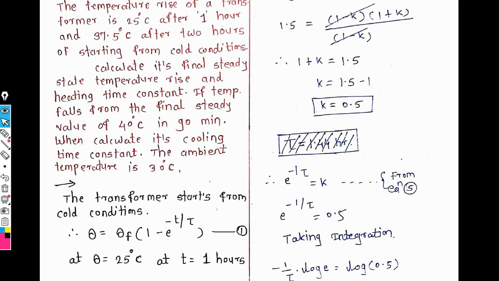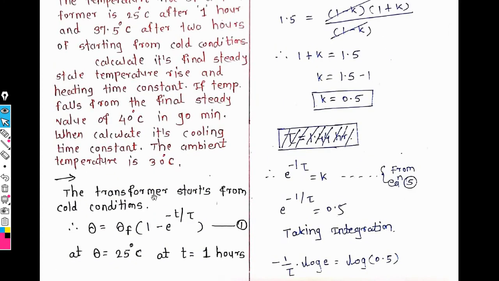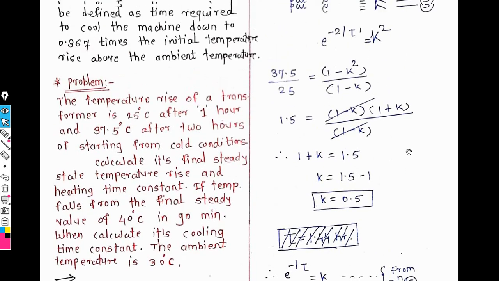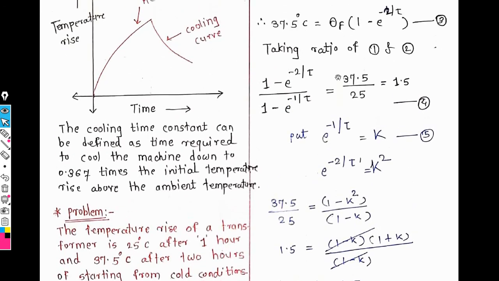Okay, now I will repeat the problem again. Theta is equal to 25 degrees Celsius at t is equal to 1 hour. Then we have to consider the temperature rise of 37.5 degrees Celsius is equal to theta f into bracket 1 minus e raised to minus 2 upon tau. Now taking the ratio of these equations, 1 minus e raised to minus 2 upon tau over 1 minus e raised to minus 1 upon tau is equal to 37.5 upon 25, that is the ratio 1.5.